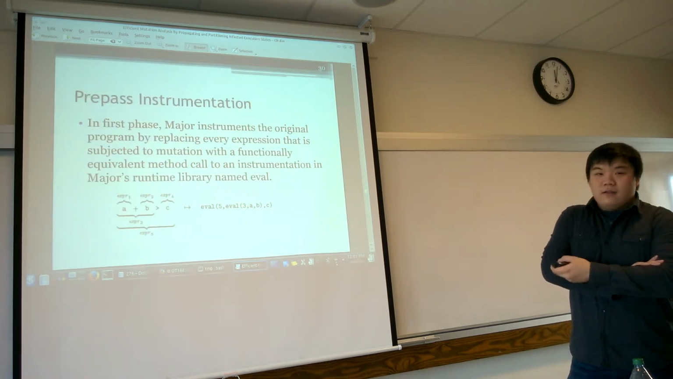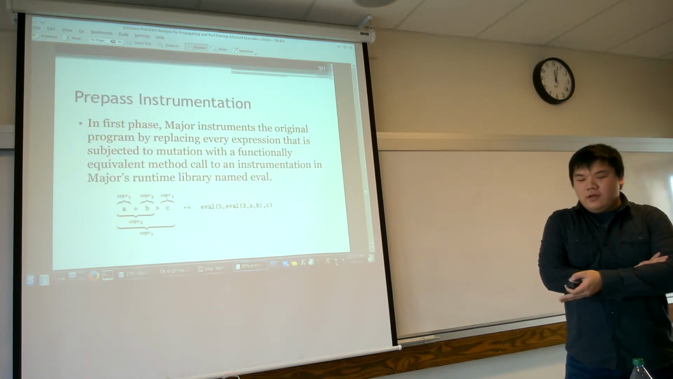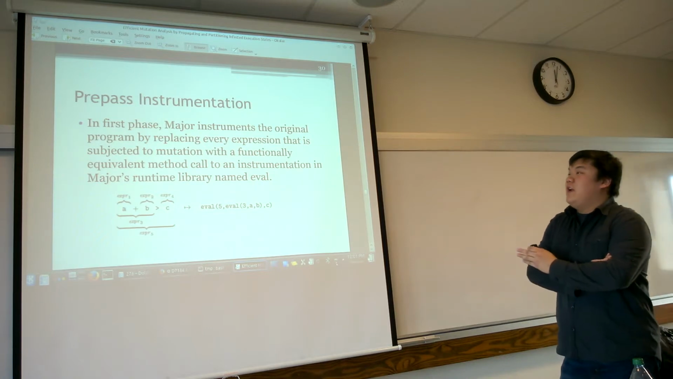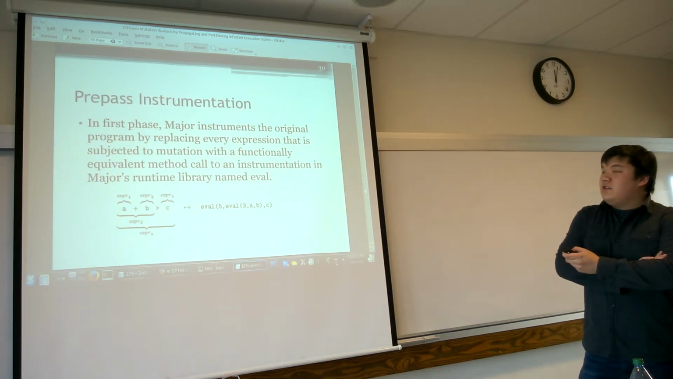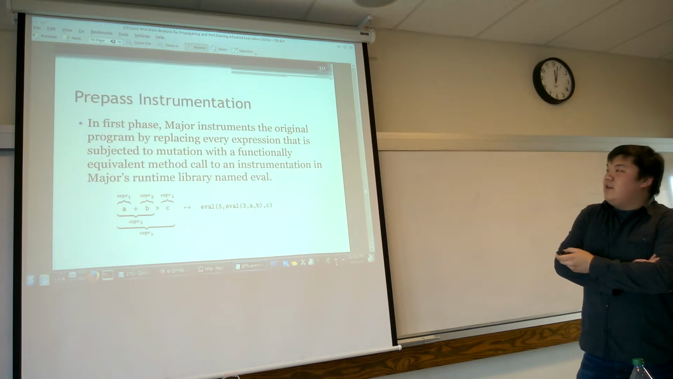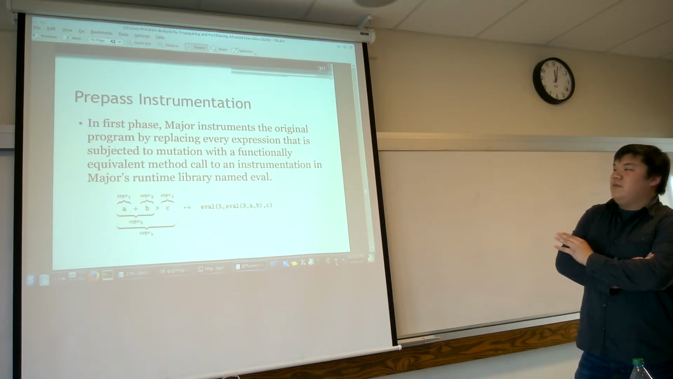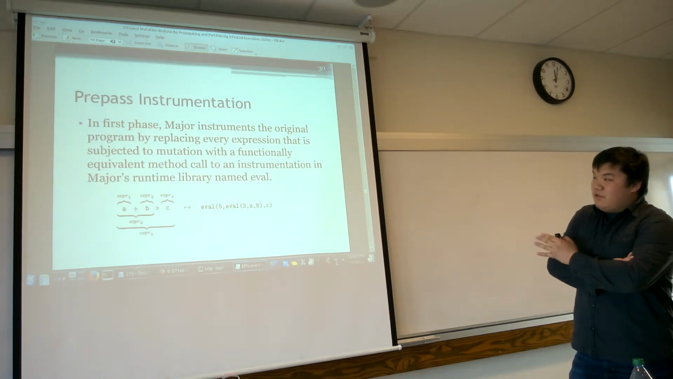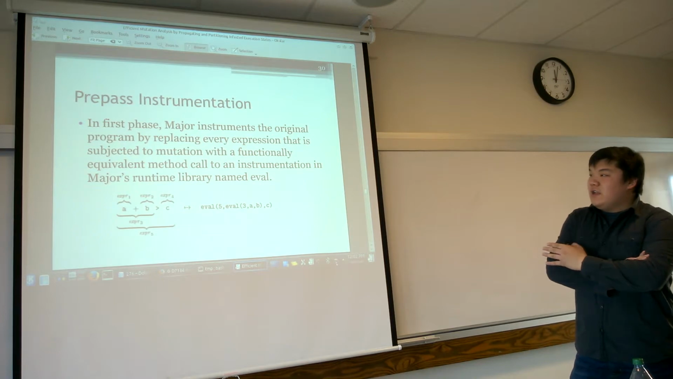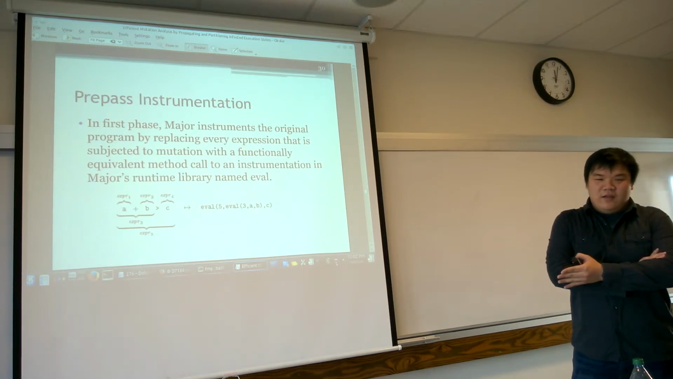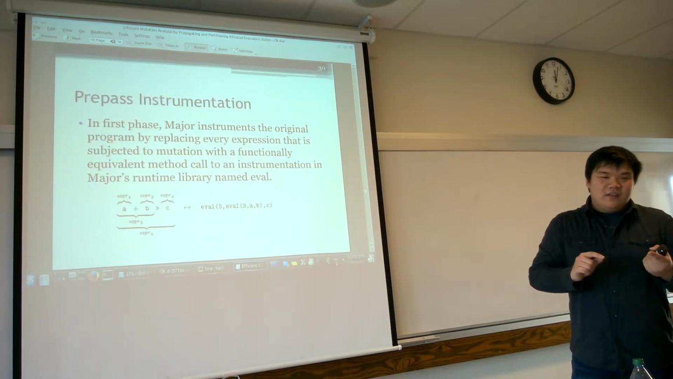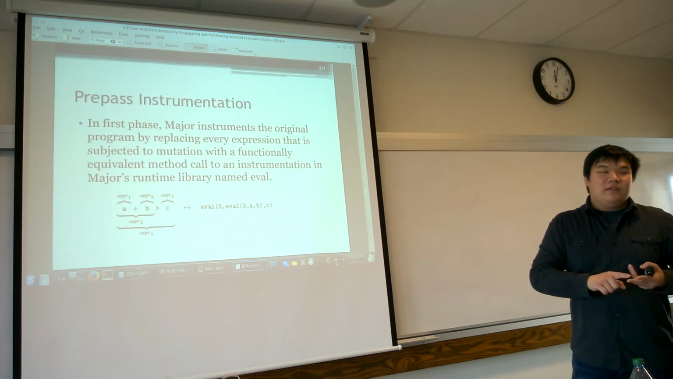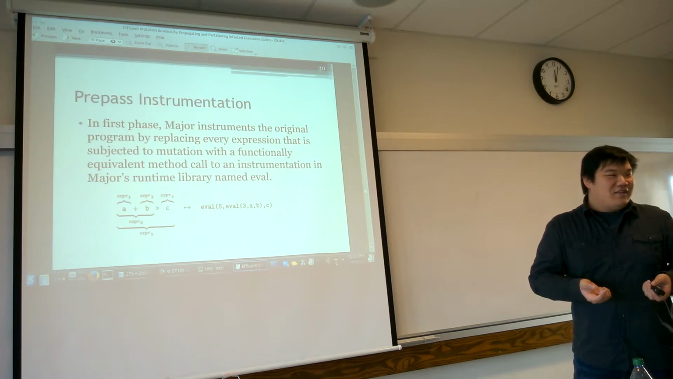So the first thing it goes over in the paper when it talks about implementation is the prepass and how it instruments the code. In the first phase, Major instruments the original program by replacing every expression that can be mutated with a functionally equivalent method. There's a bunch of ways they do that. They replace variables sometimes, they replace expressions, they do just about anything you could do to your code.